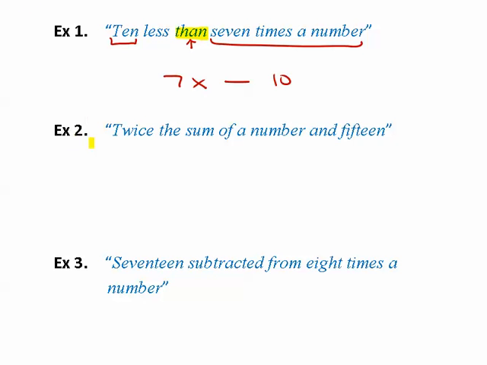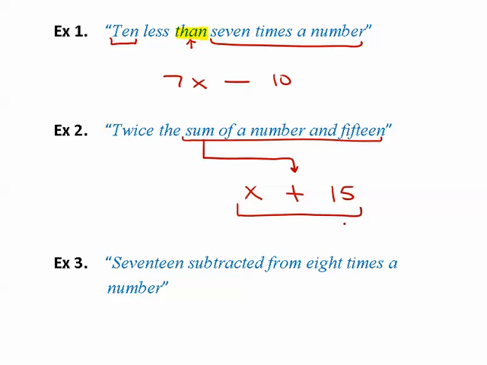What about number 2? Twice the sum of a number and 15. Well, the easiest part so far is to talk about the sum of a number and 15. So what does the word sum mean? Sum means to add. So let's go ahead and put the addition down. And we're adding a number and 15. So a number and 15 would be x and 15. So right now we're looking at a sum of a number and 15.